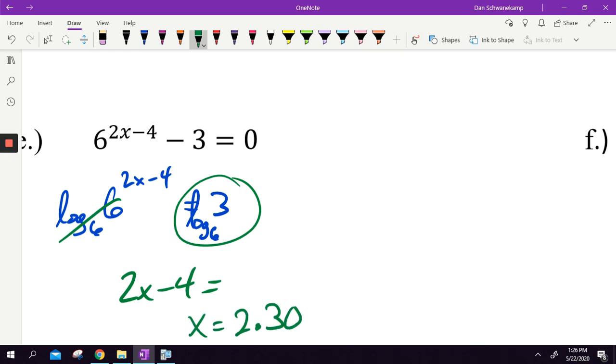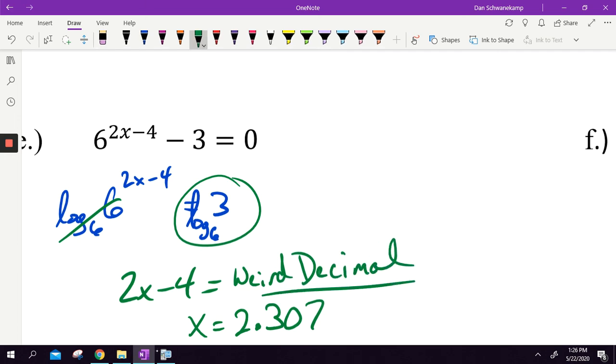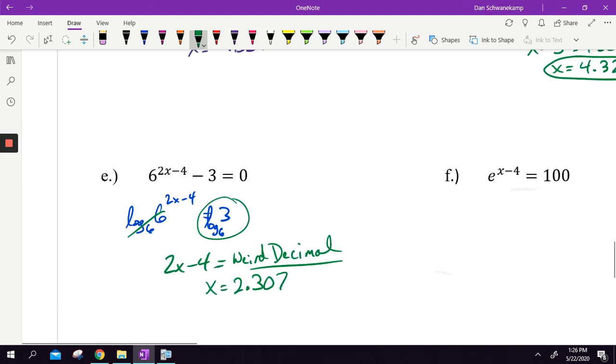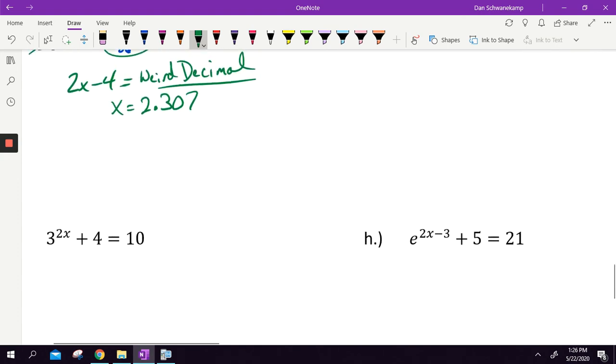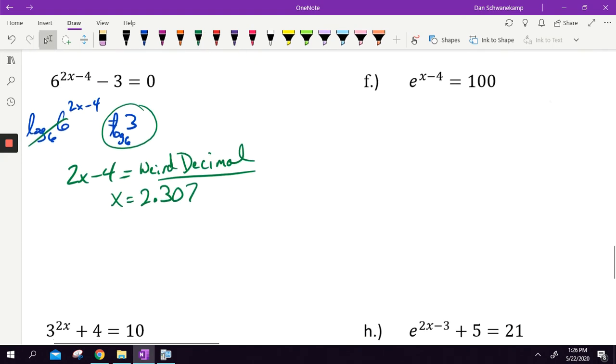It gets a little bit confusing here because I'm not writing down a number, since it was that weird decimal number. I don't really want to write down that weird decimal because otherwise I'm rounding, and I'd rather just keep it in my calculator. But I found this, then I added 4, then I divided by 2. That got me my answer in the end. Let's do 2 more. Let's do F and then H.